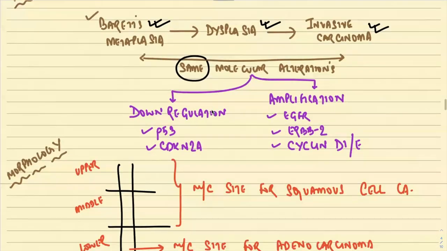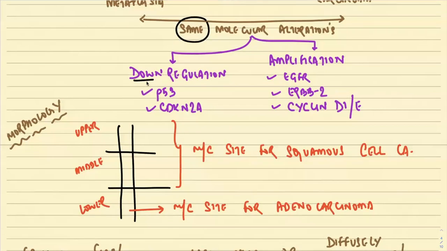So what molecular alterations are there? As I told you, there are always two groups of genes. One is a group of genes called tumor suppressor genes. If there is a down regulation or decreased activity of the tumor suppressor genes, like P53 and CDKN2A, then it predisposes to development of esophageal carcinoma. Again, there are some groups of genes which act as proto-oncogenes. Amplification of certain proto-oncogenes like EGFR, ERBB2, cyclin D1 or cyclin E will increase the risk of esophageal adenocarcinoma.